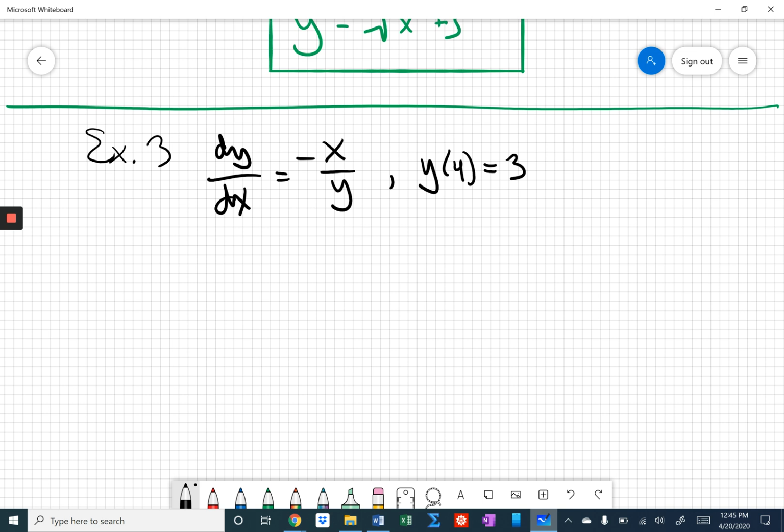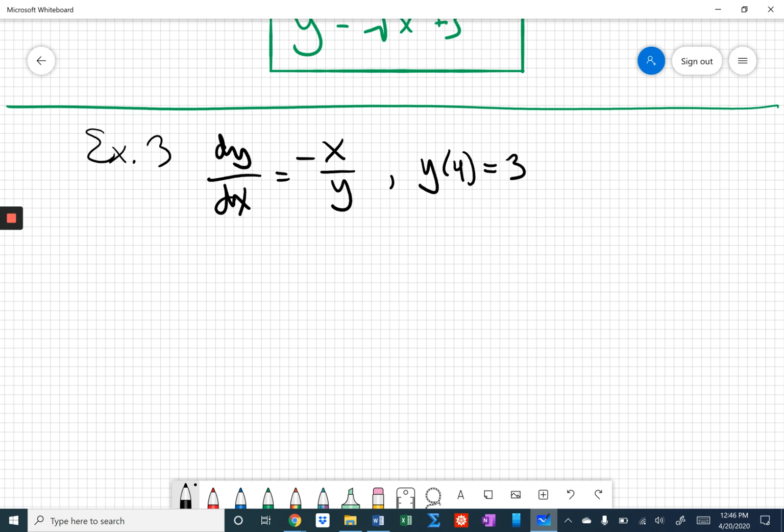All right, so here's example 3. I'm not going to rewrite the statement every single time, but you're solving this differential equation for a particular solution, y equals f of x, and y of 4 is equal to 3. So unless I state otherwise, either verbally or I write it differently, that's what we're doing. Even if I forget, that's what we're doing here.